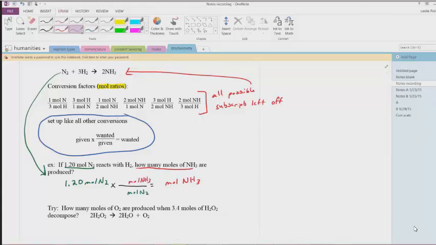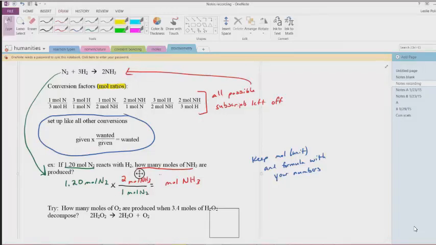And you've got to keep moles, which is the unit, and the formula, with your numbers. That way you can tell what you need and what things cancel. So, our coefficient on NH3 is 2. Our coefficient on N2 is 1. So when we do the math, we get 2.40.